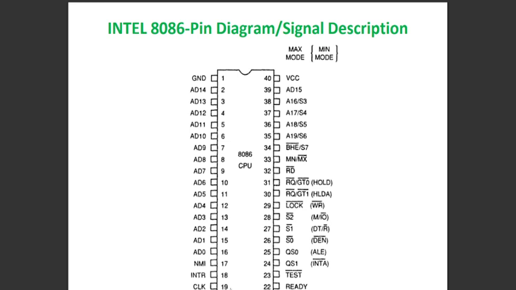And next one is INTR. INTR is available at pin number 18. It is an interrupt request signal which is sampled during the last clock cycle of each instruction to determine if the processor considered this as an interrupt or not. NMI stands for non-maskable interrupt. It is available at pin number 17. It is an edge-triggered input which causes an interrupt request to the microprocessor.